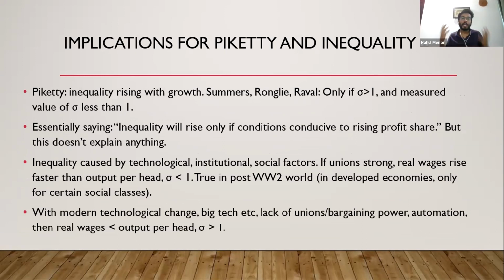This really helps put the whole debate on Piketty in context. Piketty says inequality will rise with growth. Lawrence Summers, Matt Rognlie, Devesh Rawal, all of them are basically saying this can happen only if sigma is greater than one. We have measured the value of sigma, and shown that it is less than one, therefore it cannot happen. Now, if we take Robinson's idea that sigma expresses a potentiality, the debate over Piketty's capital essentially boils down to saying inequality will rise only if conditions are conducive to rising profit shares. It explains nothing.